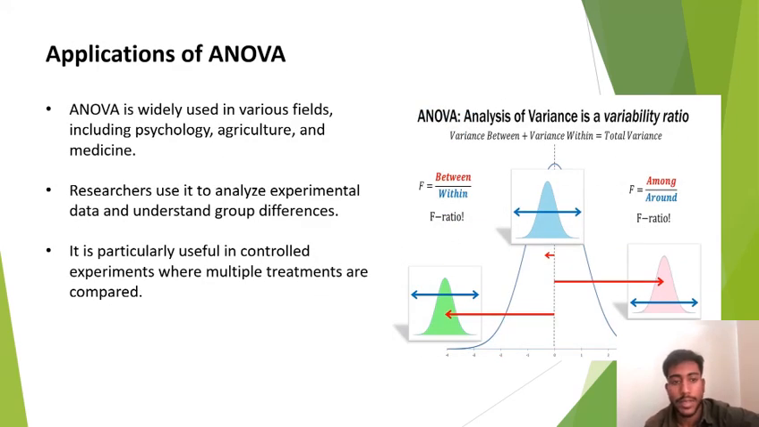So next is the applications of ANOVA, guys. ANOVA is widely used in various fields such as psychology, agriculture, and medicine. Researchers use it to analyze experimental data and understand group differences. It is particularly useful in controlled experiments where multiple treatments are compared.